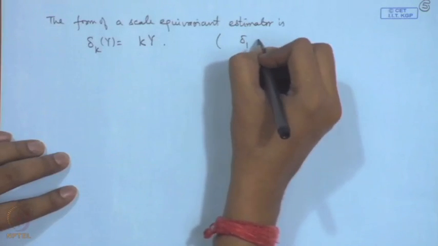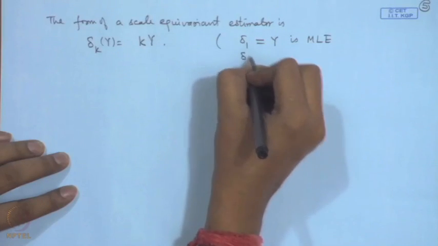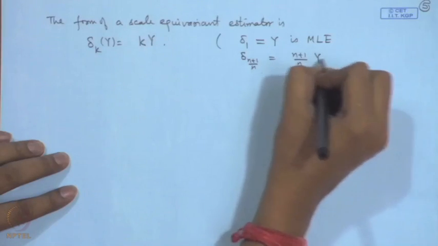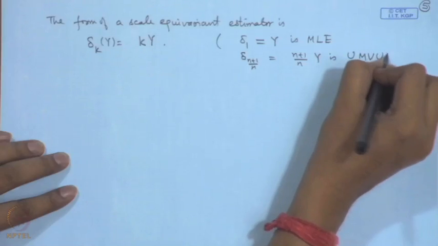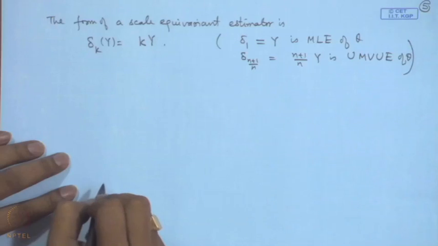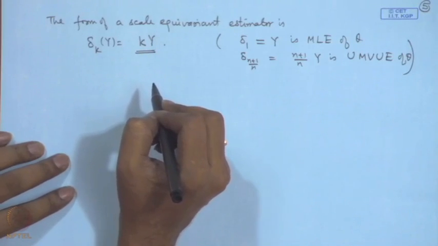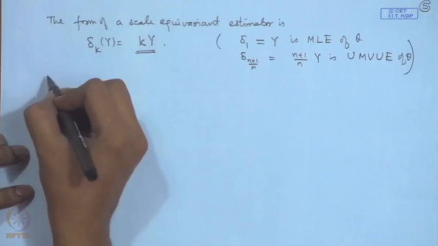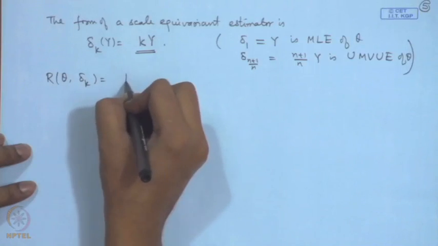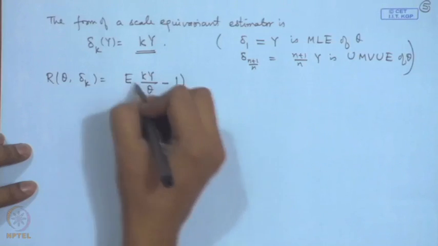In fact, if I consider delta_1, that is equal to y, this is the maximum likelihood estimator, and if I take k equal to n plus 1 by n, that is (n plus 1 by n) y, this is the minimum variance unbiased estimator of theta. So, these two things are known to us. Now, let us see whether I get something else by minimizing the risk function with respect to k. So, let us consider the risk function of delta_k, that is equal to expectation of (k y by theta minus 1) square.